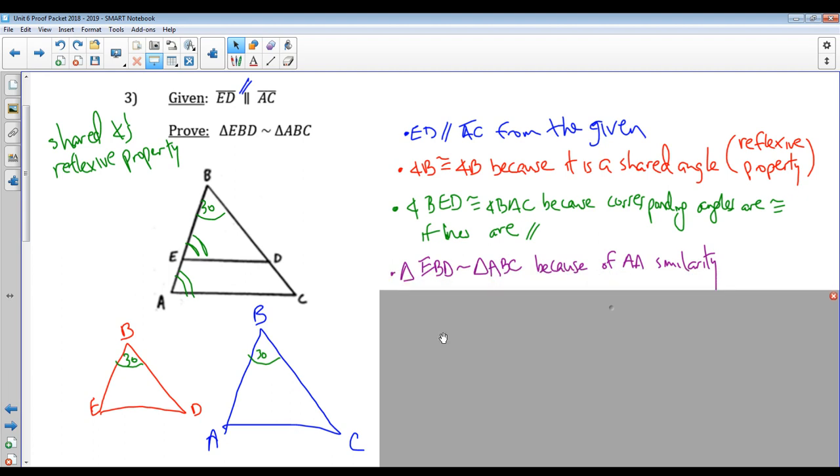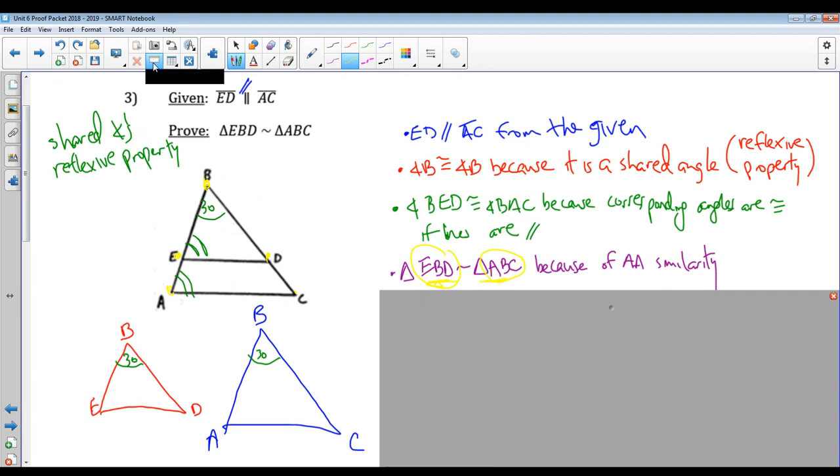And there you go. We're done. We have our two pairs of congruent angles. That tells me the two triangles are similar because of angle-angle similarity. And notice I'm labeling these very carefully. I'm making sure the corresponding parts are matched up. So E matches to A, B matches to B, D matches to C. So I'm labeling them, I'm naming them very carefully.